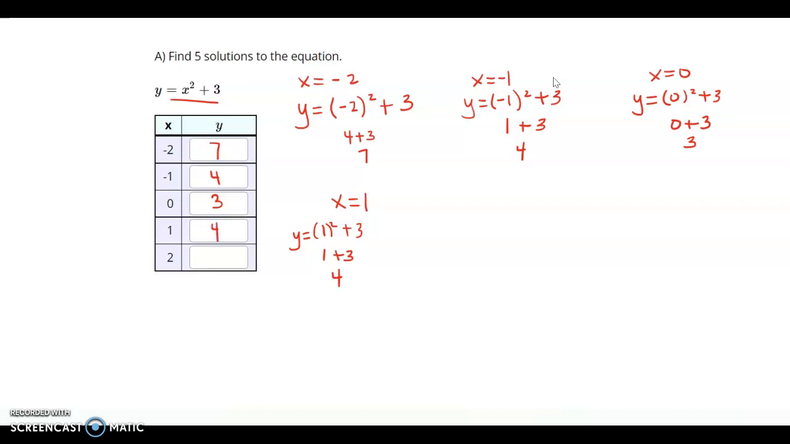Interesting. I wonder if the last one will be 7. Probably, you're seeing by this point that it will, because since it's squared, it'll come out positive. The 2 squared and the (-2) squared both come out as 4. So 4 plus 3 is 7. So we definitely have something going on here.